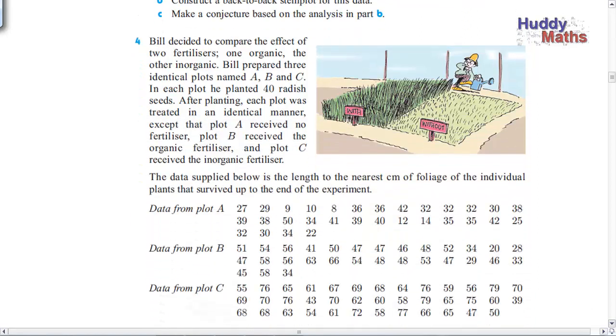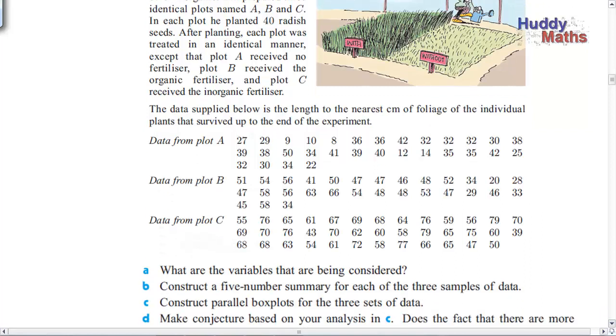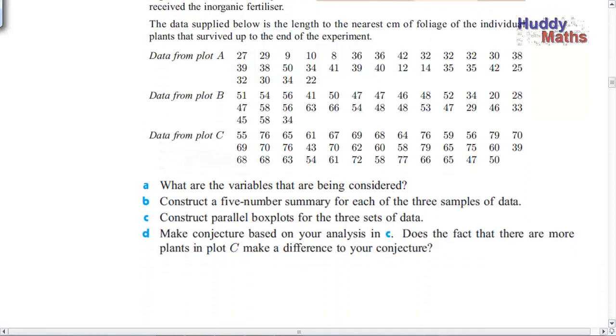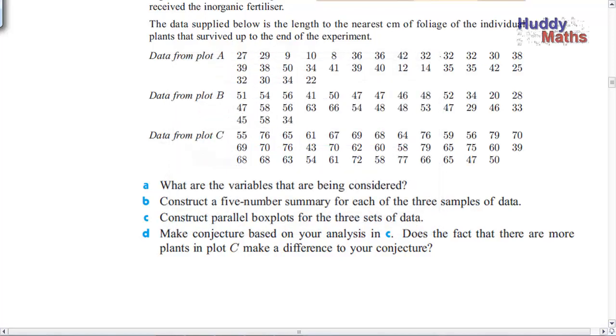Coming down now to question 4. Fertiliser plots. Did it really work? Is it worth it? It might seem to be higher, but what did it cost you to apply this fertiliser? Read the question carefully. I'll just scroll down now and give us a little bit more. There we are. So there's your data set, and you're comparing them. Sorry about that.